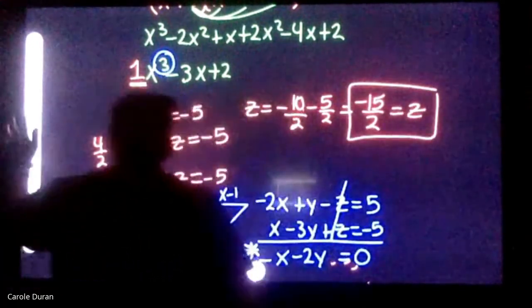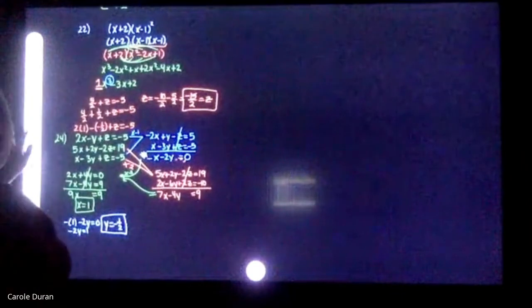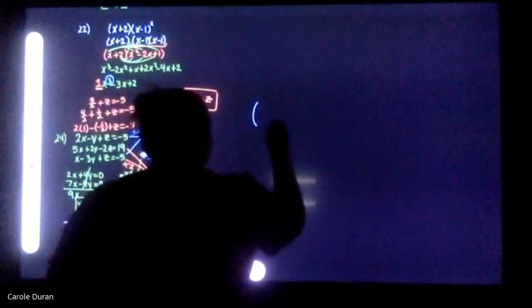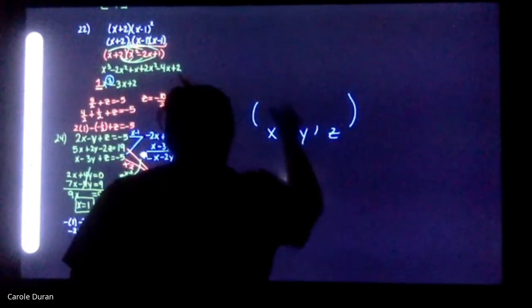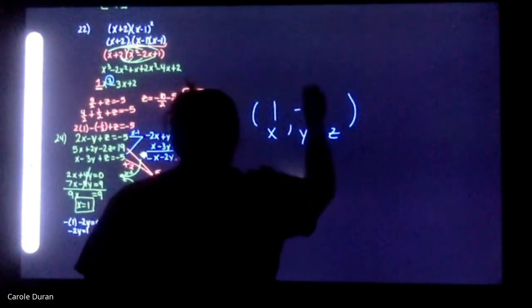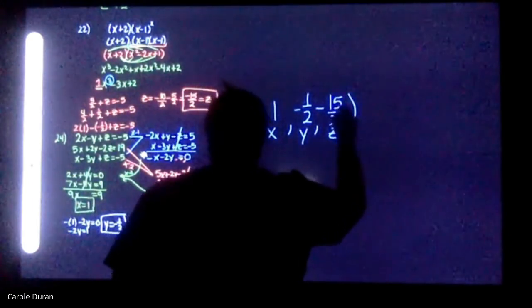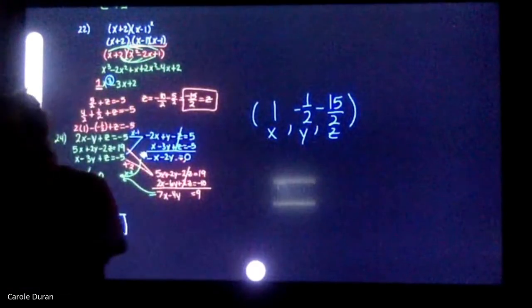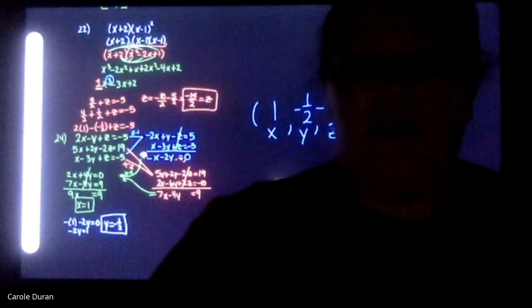So then my final answer for z is -15/2, which means that I can write all three of my answers as a point in alphabetical order. So I'm going to have x, then y, then z. X was 1, y was -1/2, and z was -15/2. So those are really all of the problems. If you have any questions about any of the other ones, feel free to come talk to me before your final exam tomorrow.